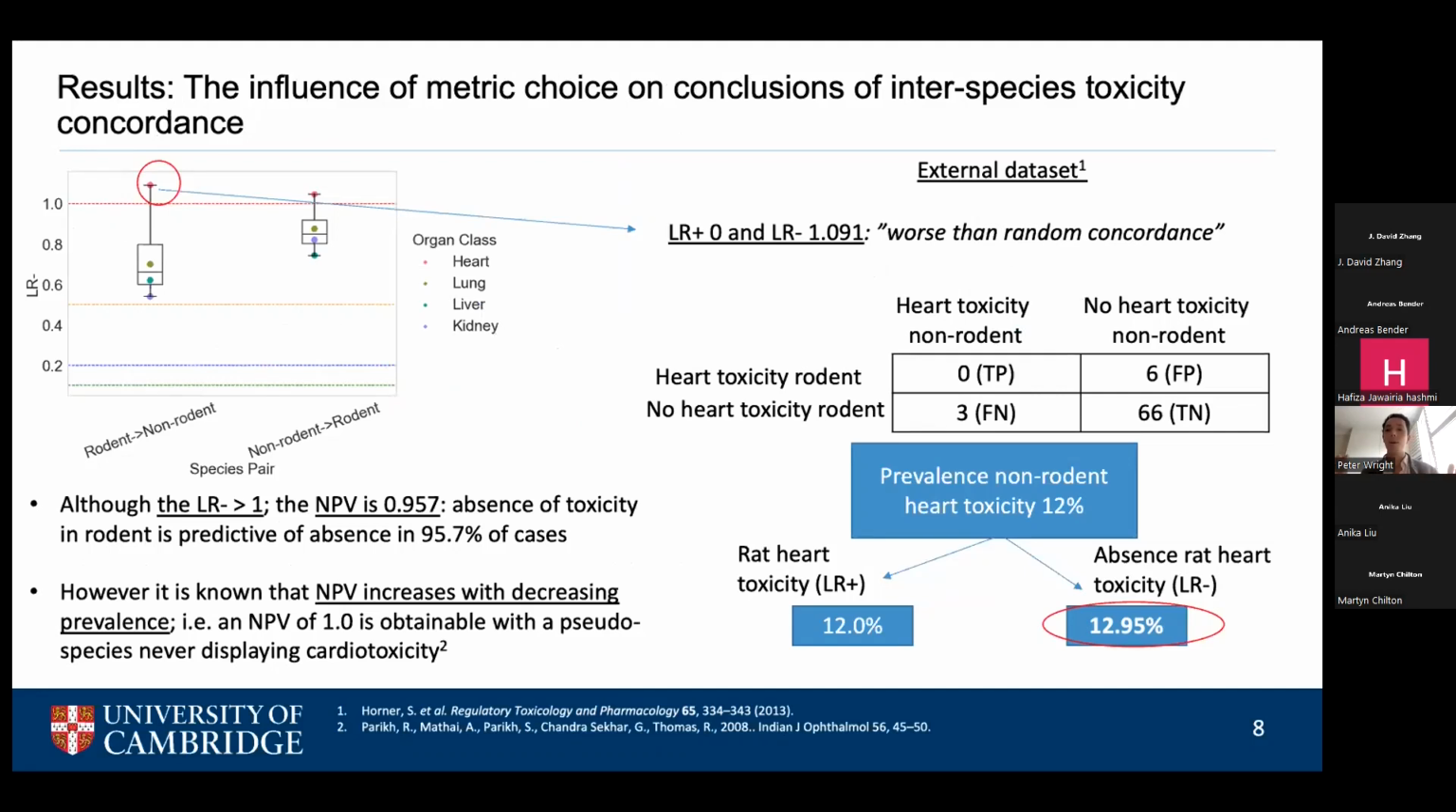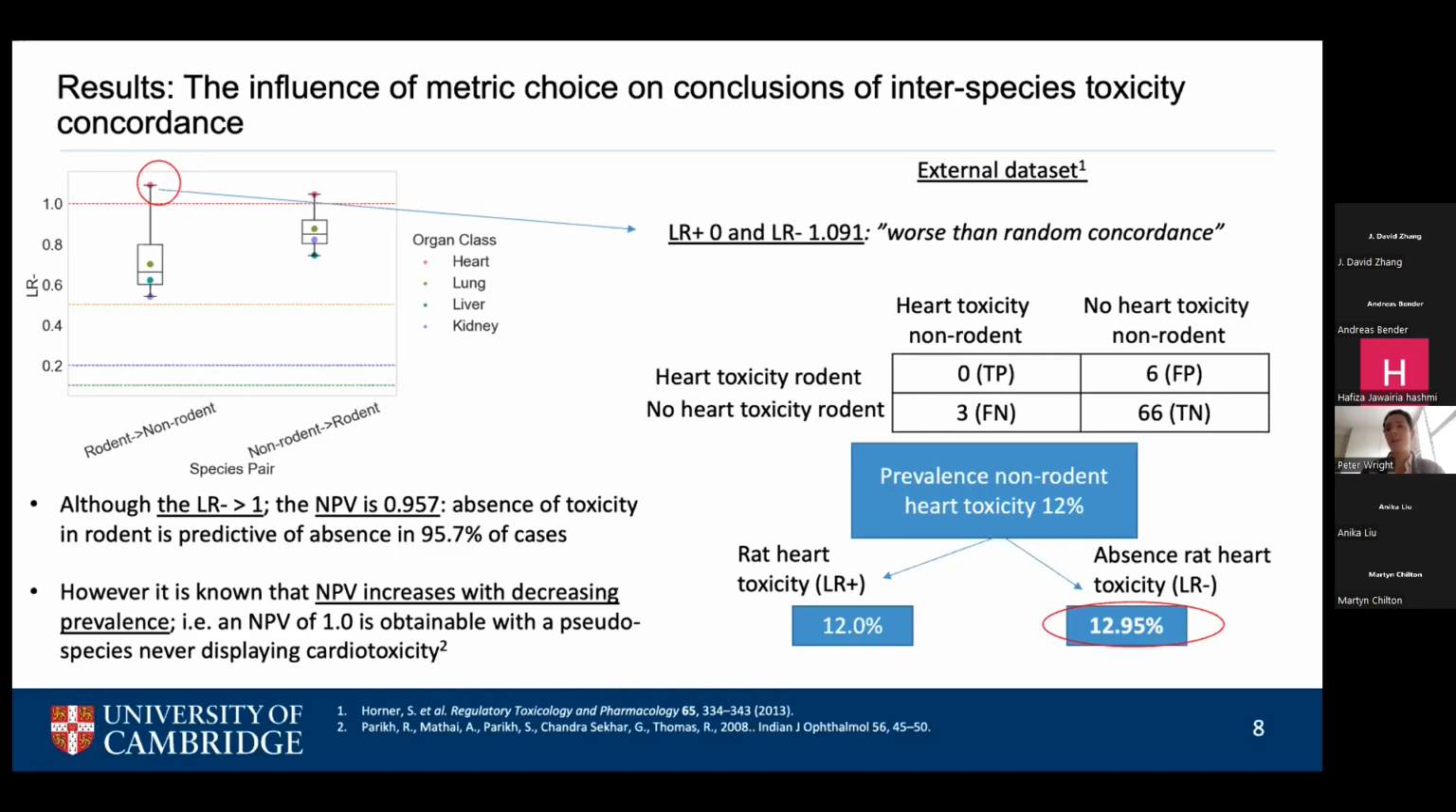And so this is coming up to the final slide. I just wanted to touch on a very important topic, which is how the choice of metric influences conclusions of interspecies concordance. So I'm going to use the external data set and the predictivity of heart toxicity from rodent to non-rodent. Specifically, I'll look at the predictivity of seeing the absence of heart toxicity in rodent for predicting the absence of heart toxicity in non-rodent. So for this result, the LR- was 1.091, which actually indicates worse than random predictivity.